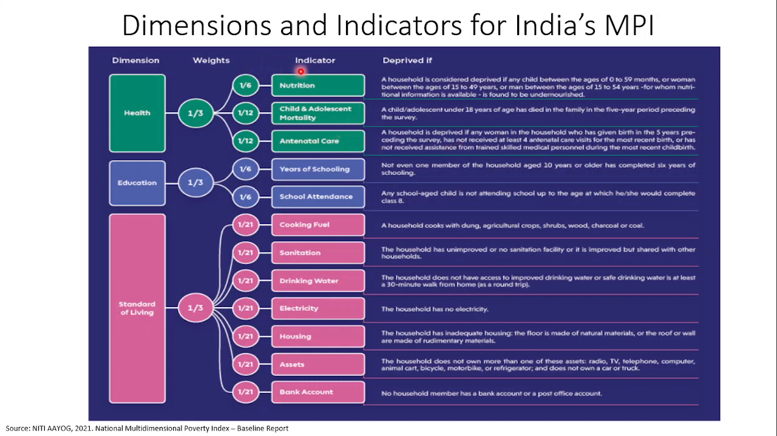And these are the indicators: nutrition, child mortality, antenatal care. What is antenatal care? It is the care for the mother and the baby around childbirth, essentially. Then in education, you have years of schooling and school attendance. Then in standard of living, you have cooking fuel, which we talked about in the Energy Plus initiative, if you remember. Sanitation, drinking water, electricity, housing, assets, and bank account. So these are the three dimensions, and there are about 12 indicators.